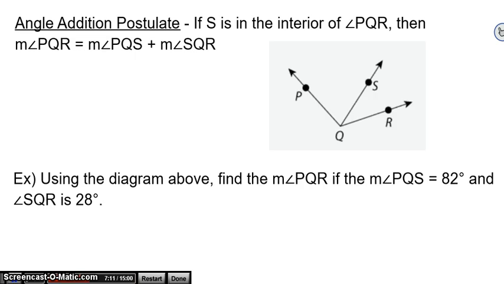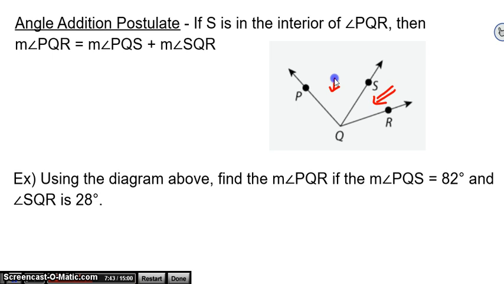And then the angle addition postulate. If you look at the diagram, it says if S is on the interior of angle PQR, in other words, S sits somewhere inside or in between the two rays of the angle PQR, then the measure of angle PQR is congruent to the measure of PQS, that's this angle, plus the measure of angle SQR, that's this angle.